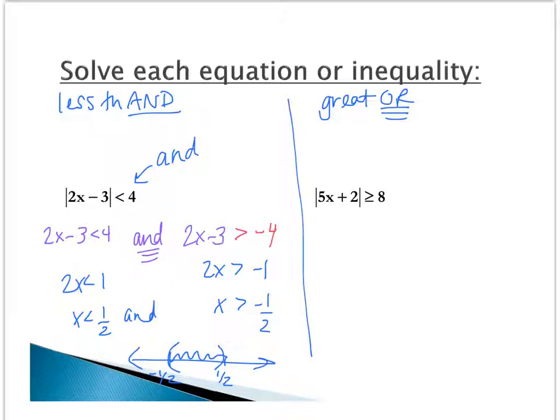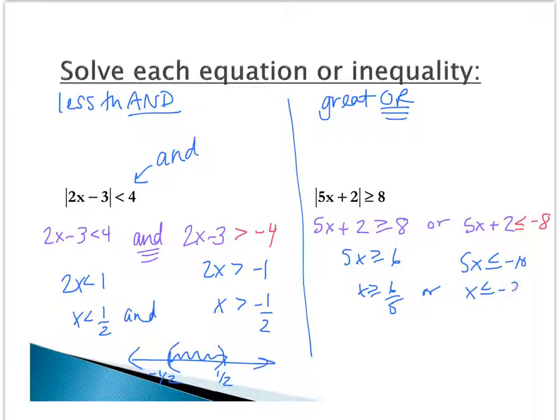Now for a greater than, we want to pronounce it as "greater than, or." And just like we did for our and problem, we rewrite the inequalities. The part inside the bars never ever changes. The only part that changes is the part that is after the bars. So here I would have a less than or equal to and a negative 8. And then I go ahead and I solve each of these individually. I have that x is greater than or equal to 6/5, so bracket and to the right, or x is less than or equal to negative 2, bracket and to the left.